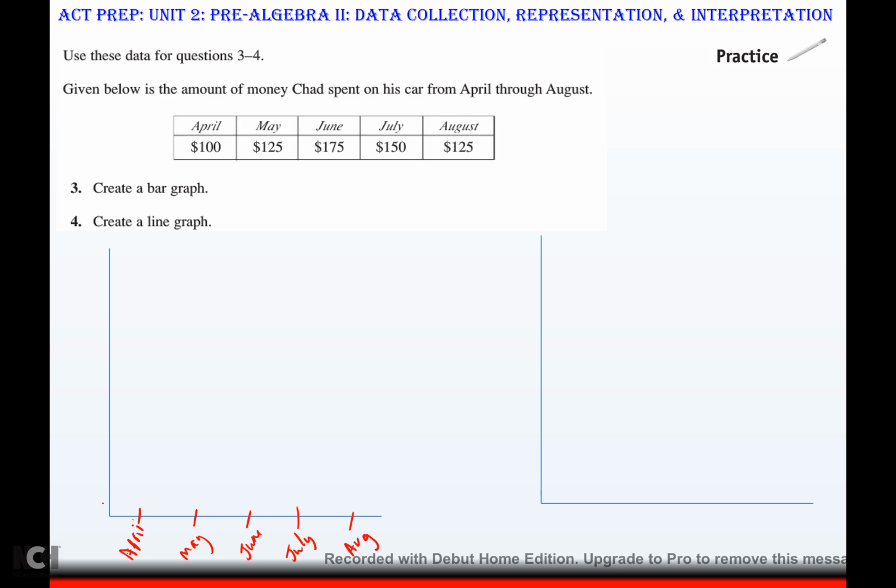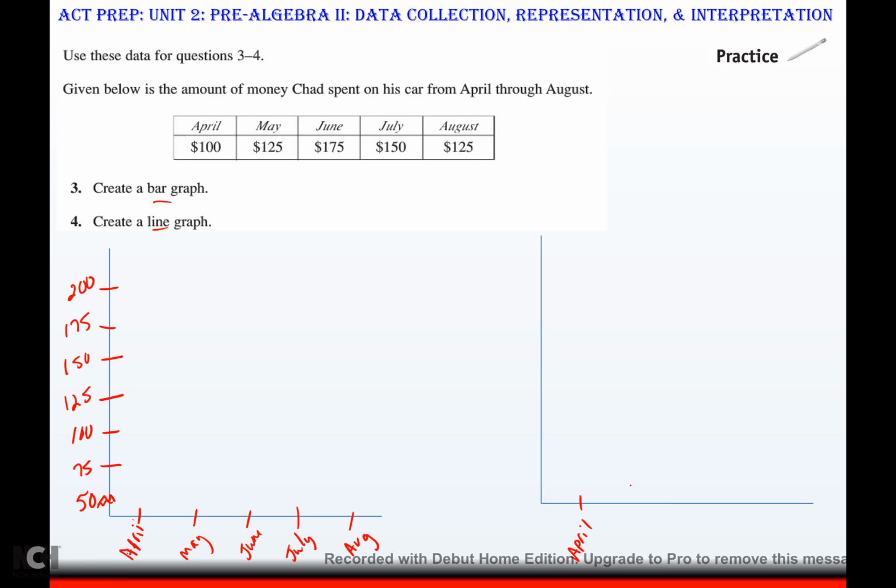So what I do is I put a little jag in here, because we don't have any data from 0 to 100. So I'm going to start at 50. Okay, and then I'm going to count by 25. So that would be 75, 100, 125, 150, 175, 200. And whether you're making a bar graph or a line graph, this part looks the same.